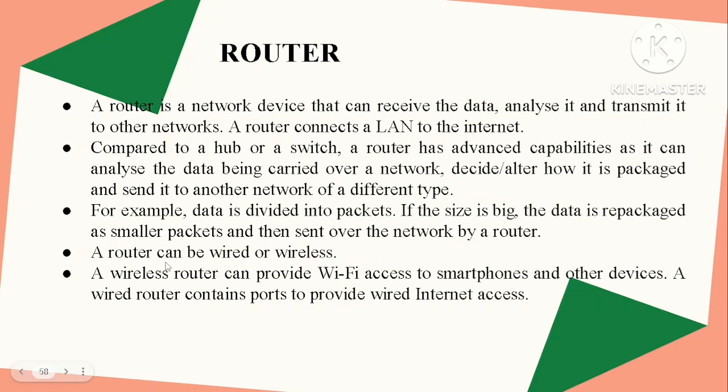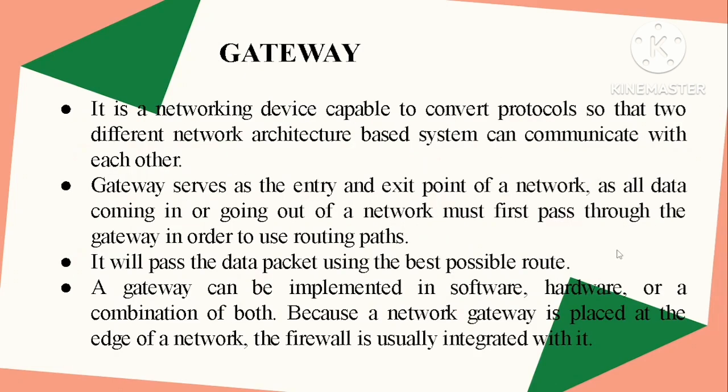And a router can be wired or wireless. So if you have a wireless router, not only your LAN devices, even your smartphones and other devices can access internet. What is a gateway? A gateway is a networking device that is capable to convert different kinds of protocols. So even two different networks with different architecture system can communicate to each other. So gateway is the entry point of a network and also the exit point of the network.